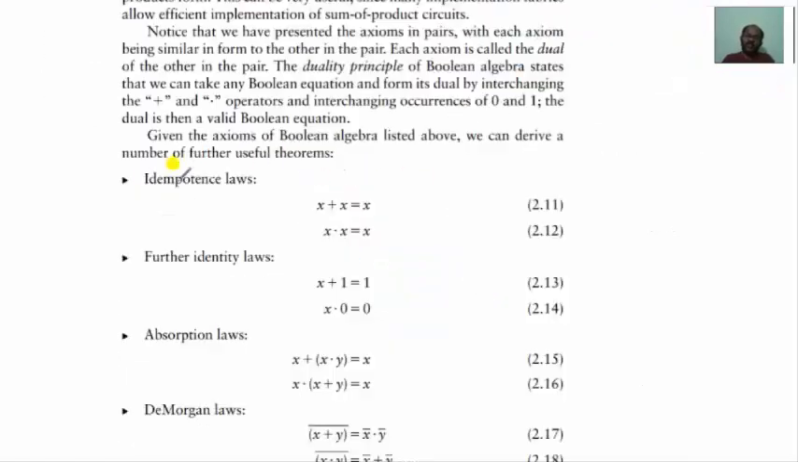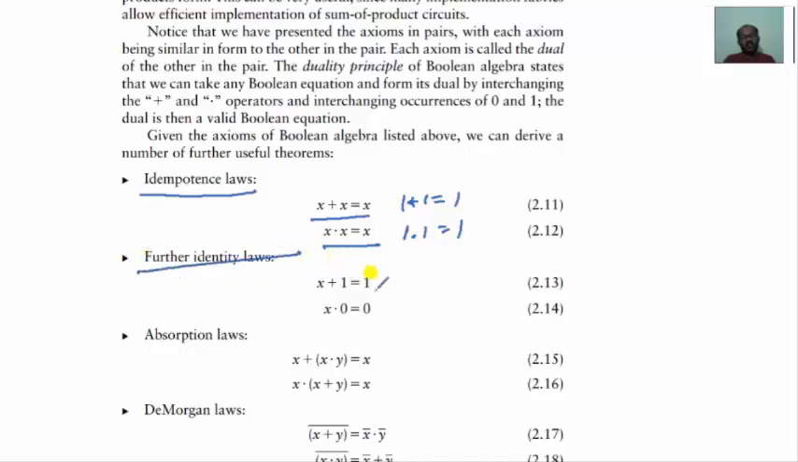The next one is the idempotence law. What it says is x plus x equals x, or x into x equals x. Nothing but 1 plus 1 is not equal to 2, it is 1 only. Or in the case of multiplication, 1 into 1 is 1 only.